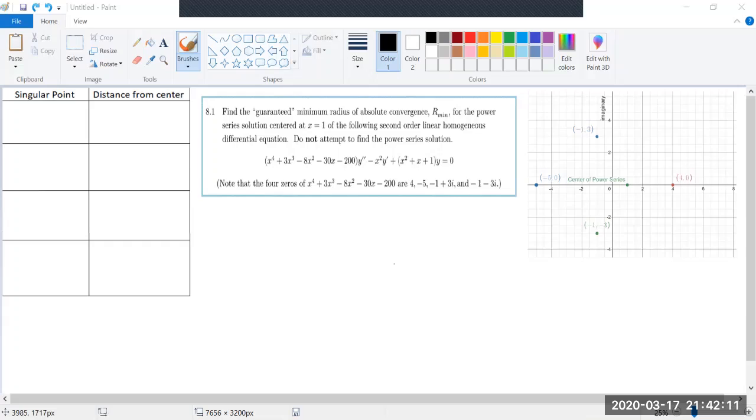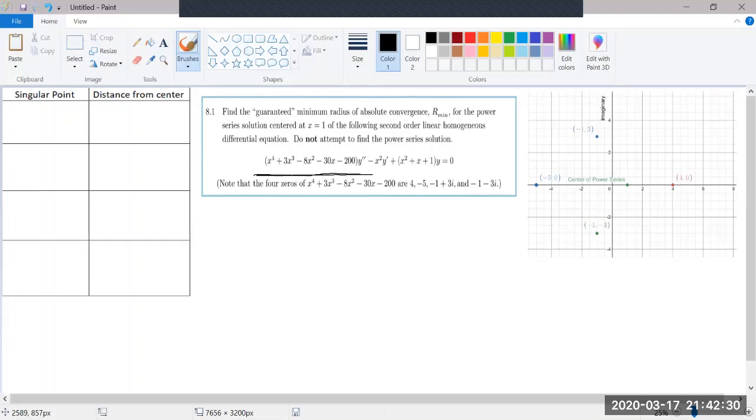Okay, this is problem 8.1a from your first practice exam. I know it looks really bad and scary because of this coefficient here, but I promise it's not too horrible. So it's asking you to find the minimum radius of convergence.